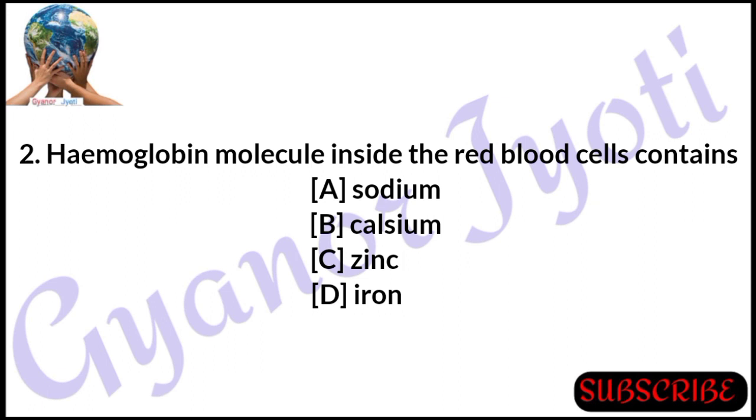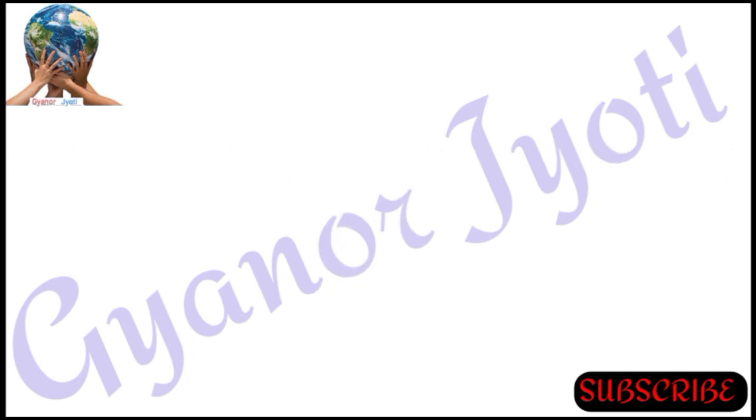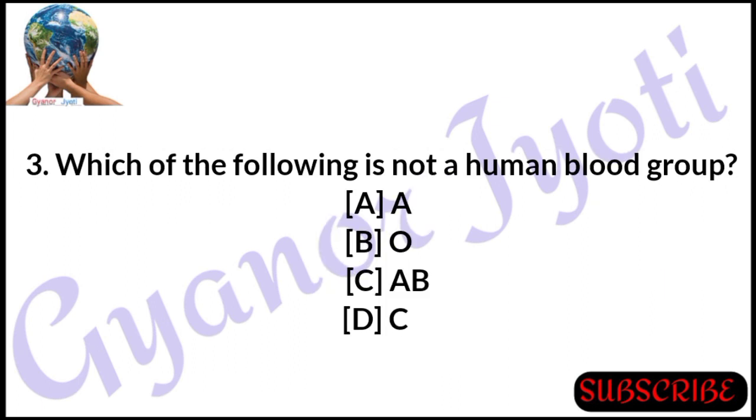Correct option is D iron. Hemoglobin molecule inside the red blood cells contains iron. Option D is correct. Next, which of the following is not a human blood group? Correct option is D. Option D is the correct.